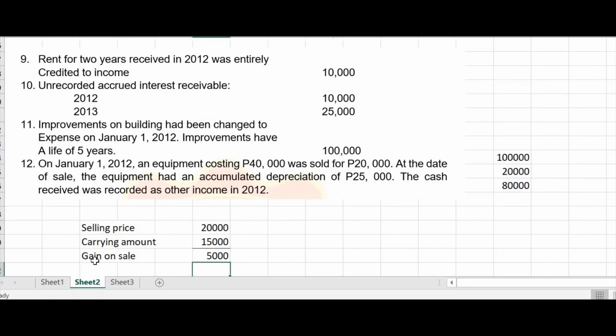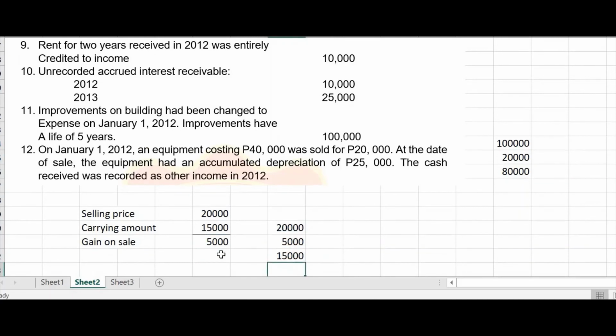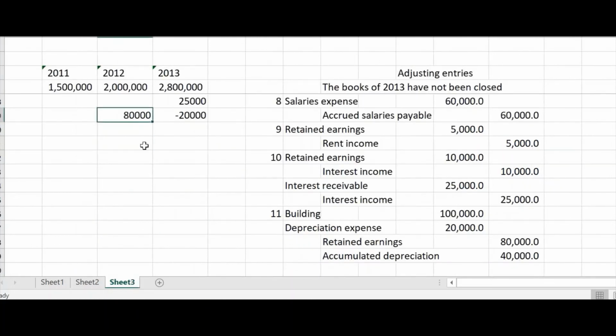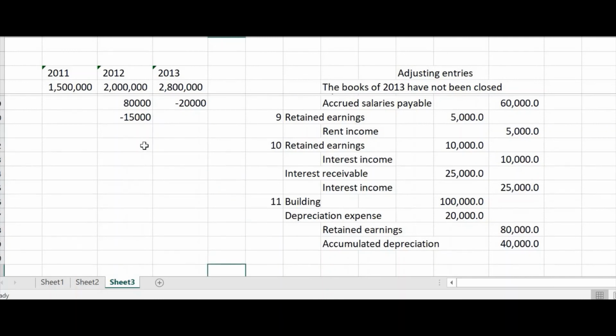So therefore, overstated yung net income in 2012 for 15,000. Okay? Kasi na-record niya as other income ng 20,000, pero the gain on sales only 5,000. So overstated yung net income for 2012 by 15,000. Okay? So, for yung error, ang effect is 2012 lang, overstated by 15,000. Okay? So, how to adjust that one?